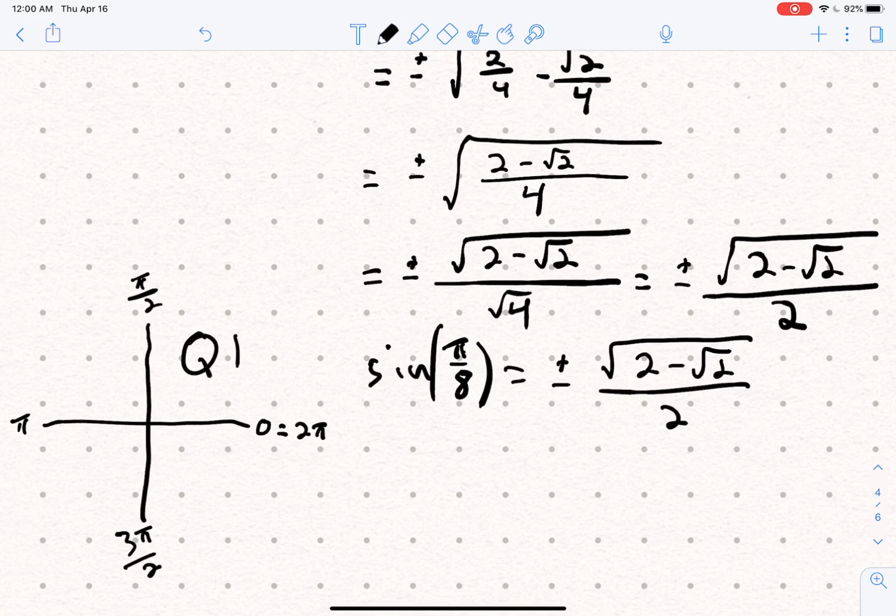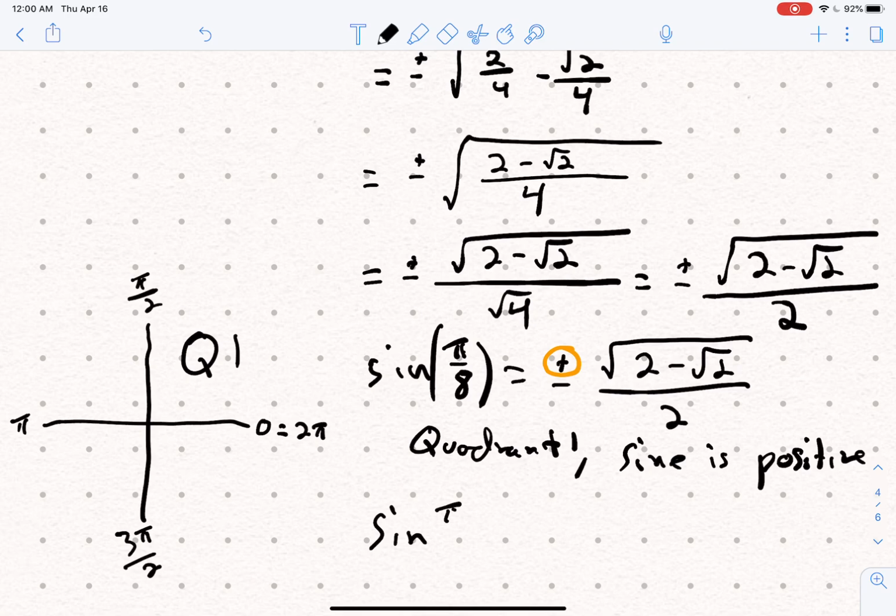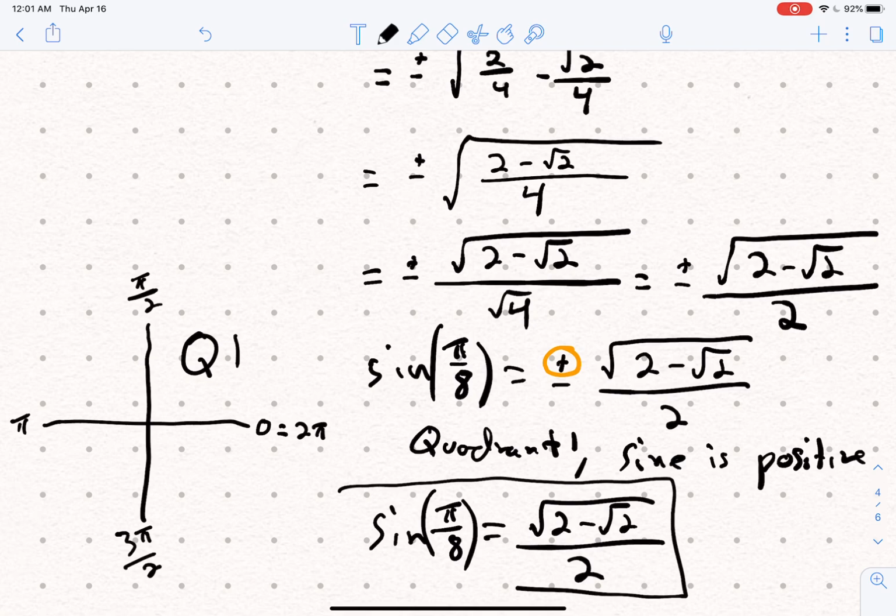And in quadrant 1, both cosine and sine are positive. And because of that, so quadrant 1, sine is positive. And because of that, we are going to choose the positive one here. So let's just give our final answer. This is sine of pi over 8 is equal to positive radical 2 minus radical 2, whole thing over 2. Final answer.